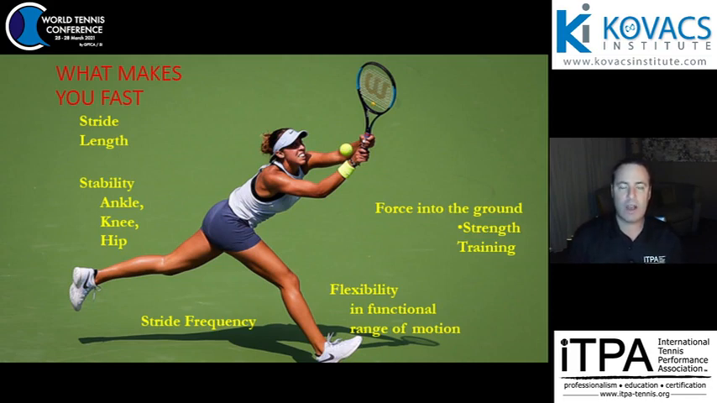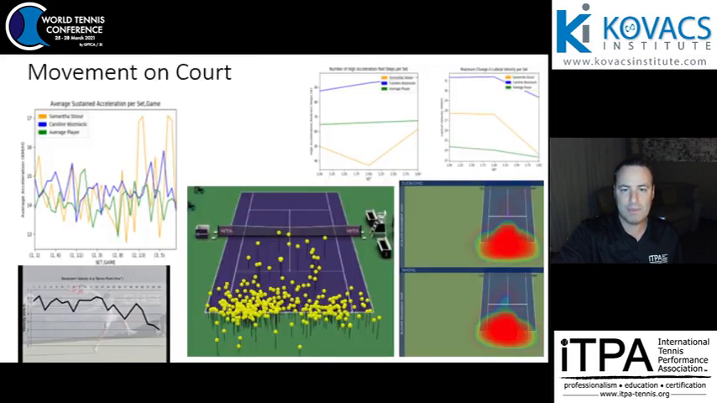Stride frequency, how quickly your turnover is. Flexibility and mobility. So flexibility in a functional range of motion is sort of how we describe it. Some people use the term mobility, which is different to flexibility. It's under force or under load, which is really what we want. And then force into the ground. How much force can you generate in the shortest amount of time? And that's what's going to really determine how quick you can be.